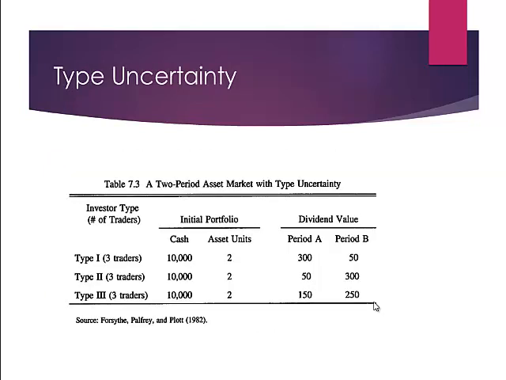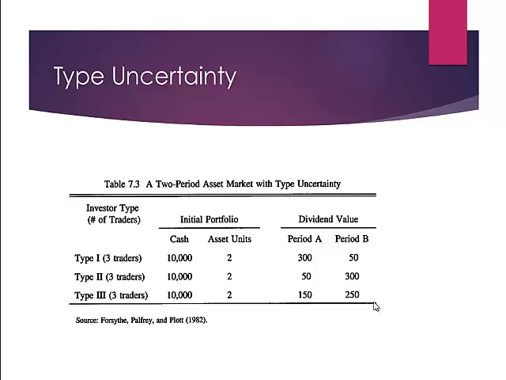So this is one experiment in which we had many types of uncertainty. This is type uncertainty. There are three types of traders. Each type has 3 people, so this is an experiment with 9 people. They are given an initial portfolio which has cash of 10,000 francs and 2 units of stock. Now all of them have the same assets.